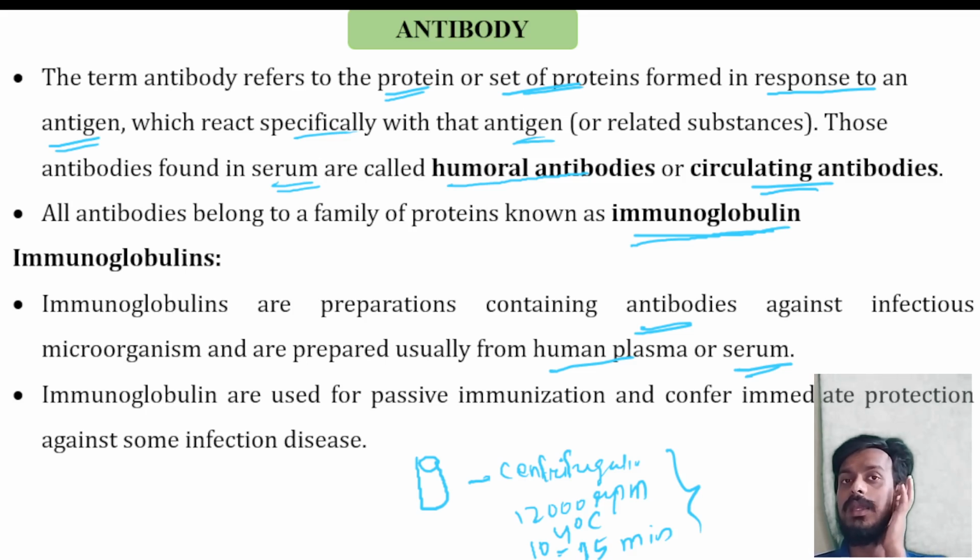Immunoglobulins are used for passive immunization. Immunoglobulins can also be given directly to an individual for different types of functions. That condition is called passive immunization.